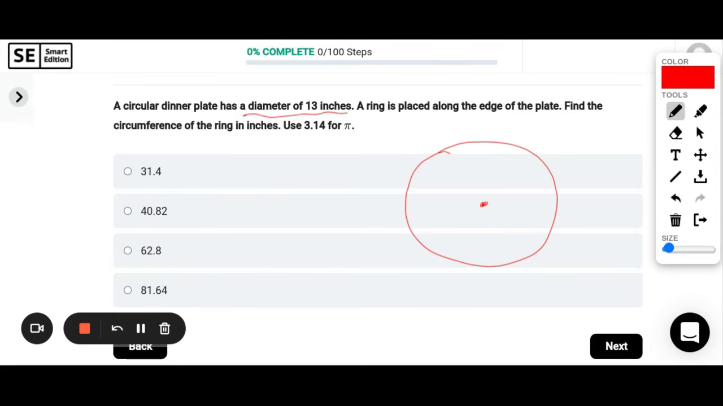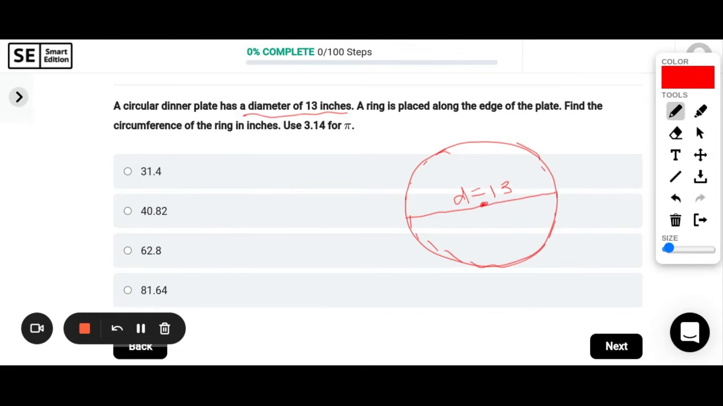So the diameter goes through the center, right? All the way across. So the diameter equals 13. A ring is placed along the edge of the plate, so we need to go along the edge. That is what we call the circumference. So our circumference is going to be the outside of the circle.